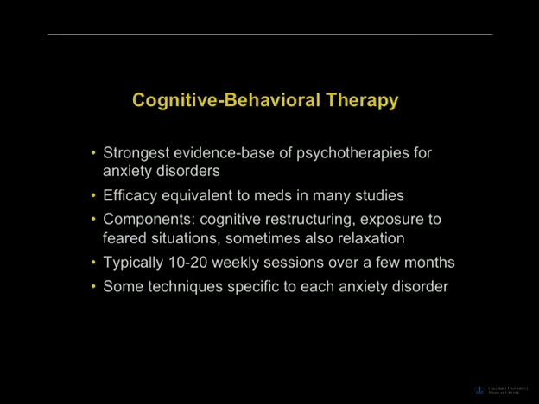Practicing exposure, so again, the opposite of avoidance is exposing yourself to what you fear and learning that you can tolerate it. And sometimes incorporating relaxation techniques like breathing exercises or muscle relaxation exercises to help the person manage their physical symptoms when they happen. Typically, CBT is done over weekly sessions, typically 10 to 20 sessions, though it can vary a lot depending on the nature of the condition and the person. And depending on the disorder, some specific techniques can be useful for that.